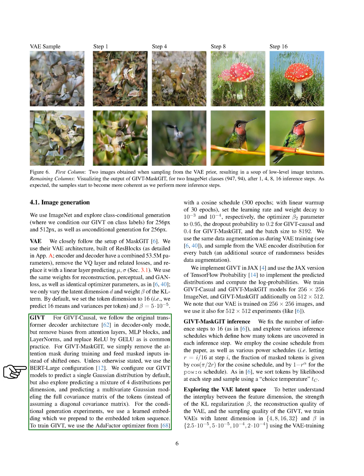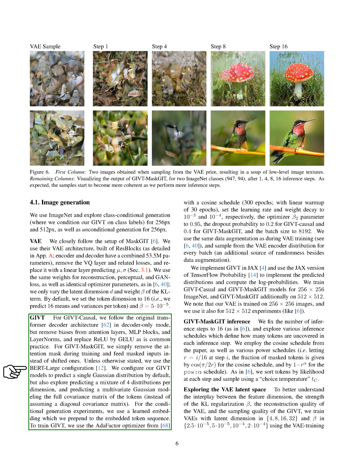For our GIVT, we followed the original transformer decoder architecture but made a few modifications. We've removed biases from attention layers, MLP blocks, and layer norms, and replaced ReLU with GELU. We've also removed the attention mask during training and fed masked inputs instead of shifted ones. We've used the BERT large configuration unless stated otherwise. We've trained our GIVT models to predict a single Gaussian distribution by default, but we've also experimented with predicting a mixture of 4 distributions per dimension, and predicting a multivariate Gaussian modeling the full covariance matrix of the tokens.